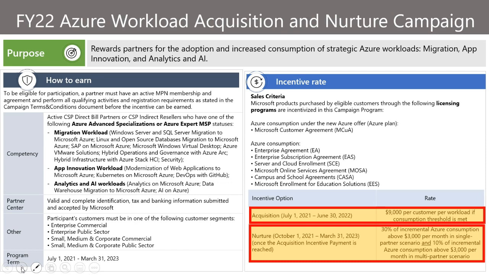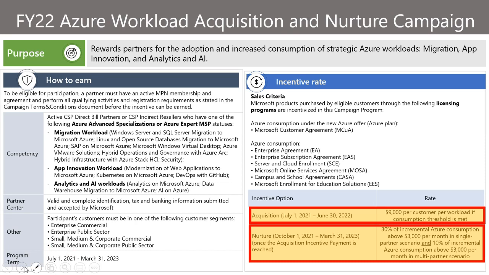Partners in this campaign program are CSP direct bill partners and indirect resellers. They are eligible to earn incentive payments under this campaign program for consumption of the new Azure offer, Azure plan, purchased through the new commerce experience. I'm sure you've heard a lot about it lately, and if you need additional information, please reach out to your PDM or your DIST or your channel manager in Microsoft.